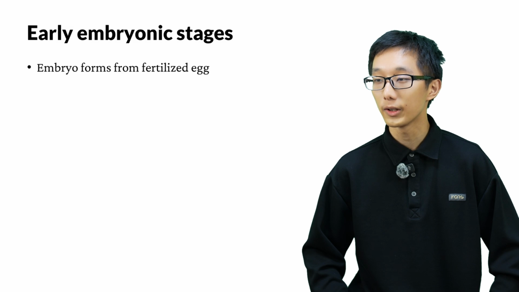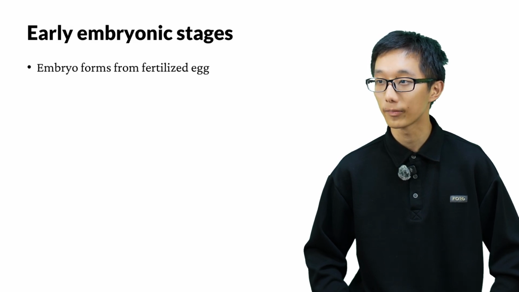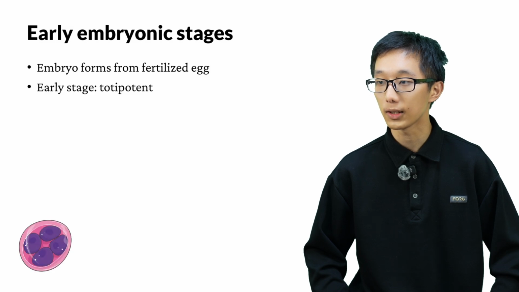Now, first, our embryo forms from one single fertilized egg. The egg then divides into 2-cell stage, 4-cell stage, 8-cell stage, etc. In the earliest stages, the cells are totipotent, meaning that they can form any type of cell in the body, and that includes other totipotent stem cells. Each stem cell is capable of forming one individual human being.